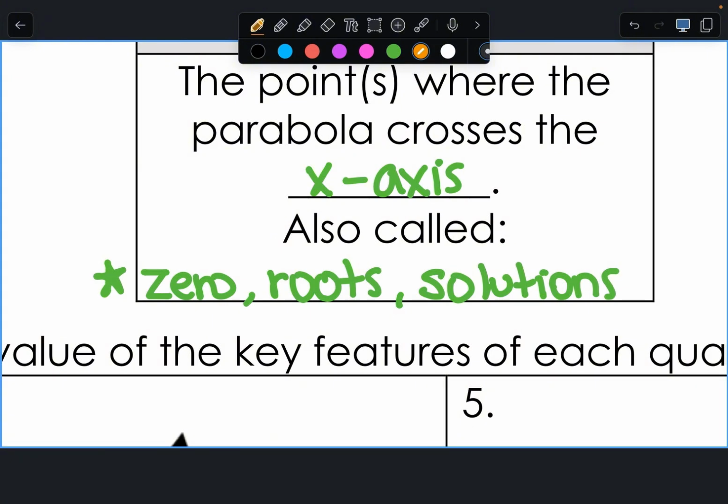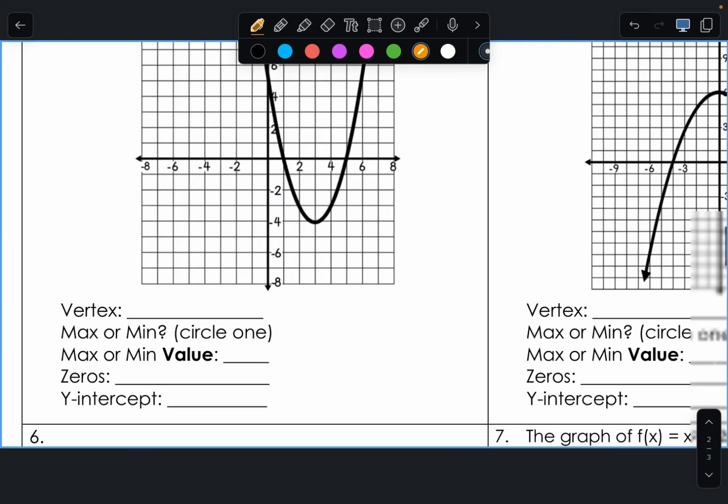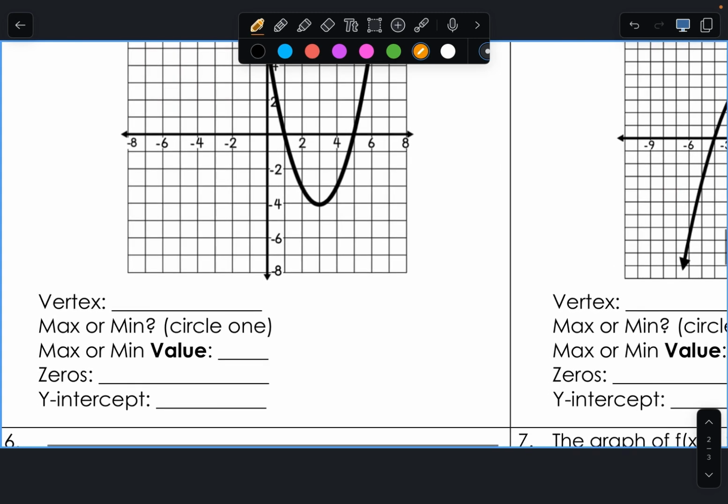Number 4. Ready? Questions about any of these parts? All right. So number 4, where do we find the vertex? And this one is the bottom, so this one would be a what? Minimum. And yes, it is. The vertex is 3, -4.